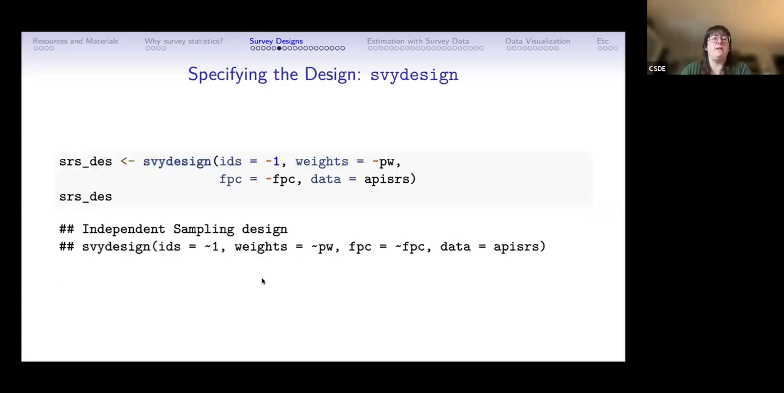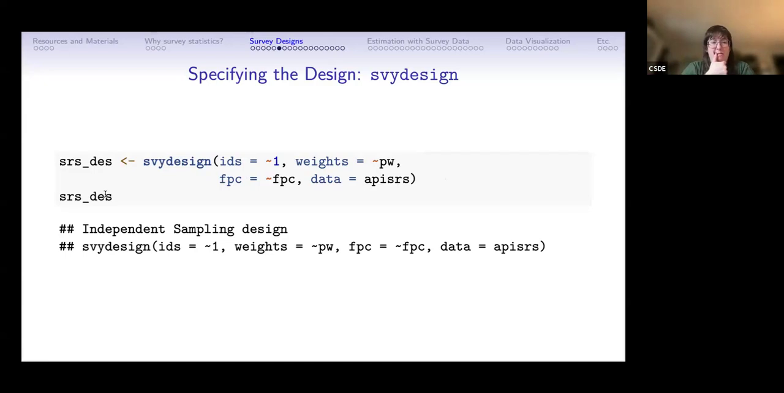So if we want to specify the simple random sample design in the survey package, in this API SRS data set, I don't have any clusters, right? This is just a simple random sample. So I have to specify a ~1 or a ~0. There's no strata, so I don't need to specify anything there. I do need to pass the weights, and I am going to pass the column that has the finite population correction, or the population size, and then the data set.